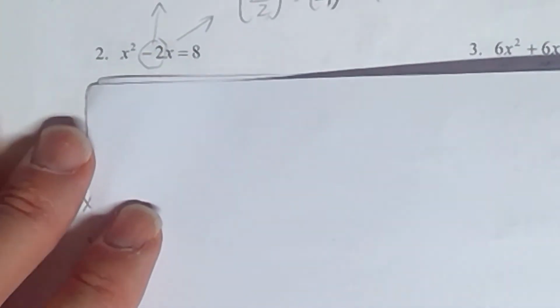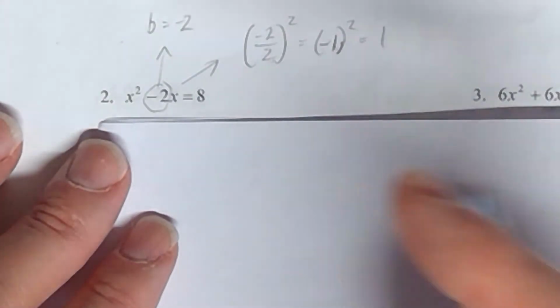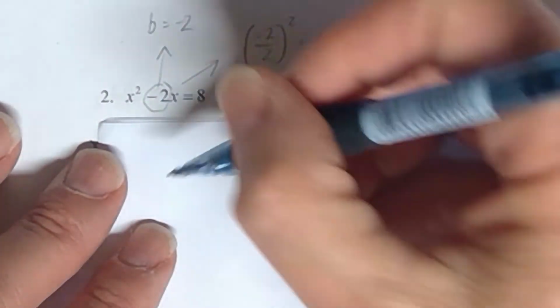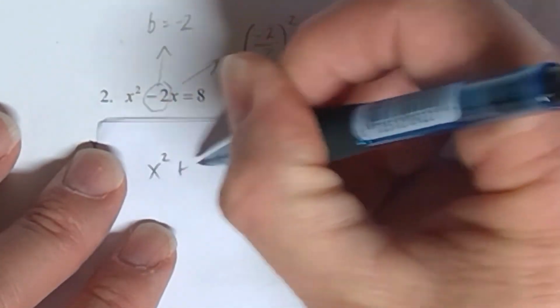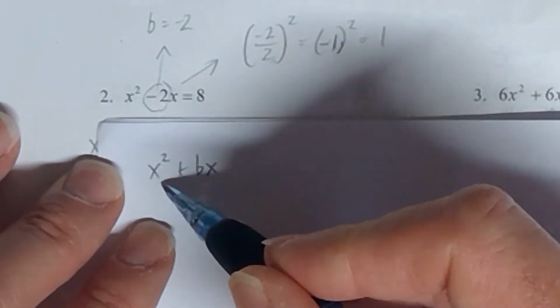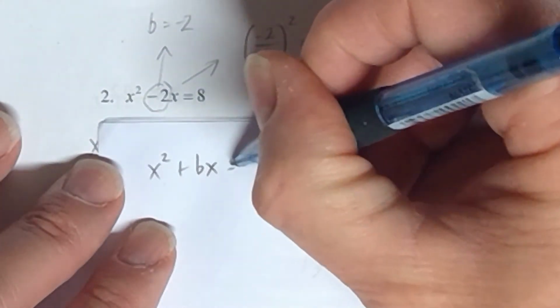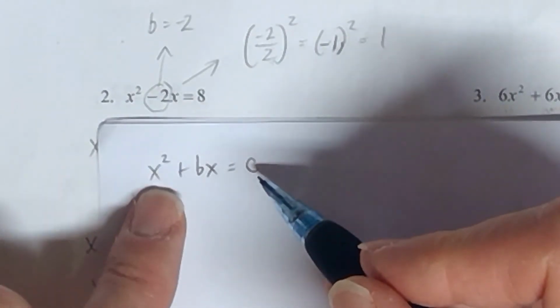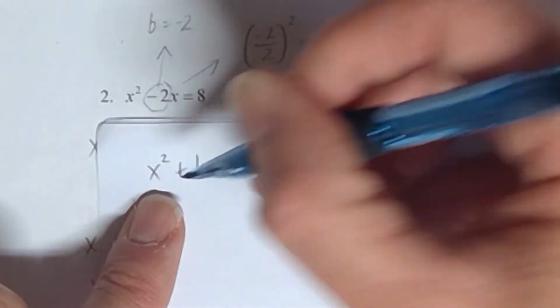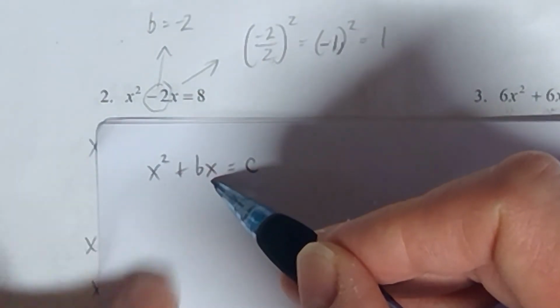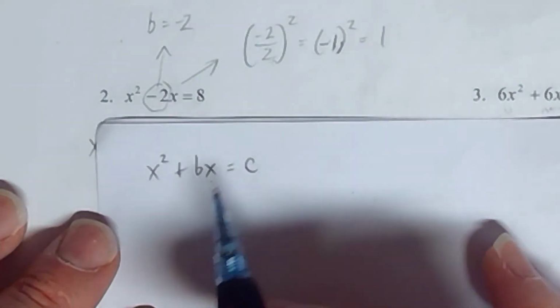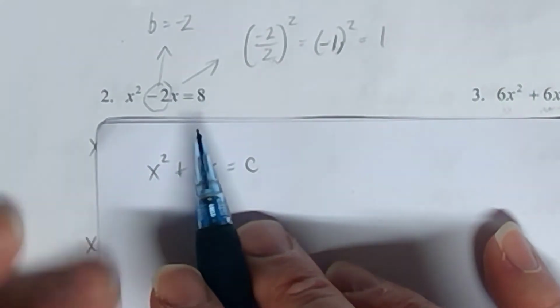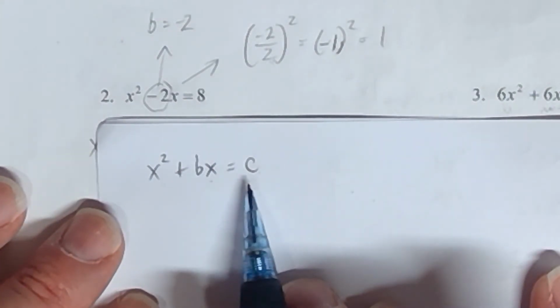Number 2. Again, interesting here, it's already in the form that we need it to be in. Remember, it needs to be x squared with nothing in front of it, and then you need the x term, and then you need the term without the variable in it. It's already in that form. Remember, it's okay to be minus in front of the x term, that's fine. And so we don't need to do the first step at all. It's already done for us.